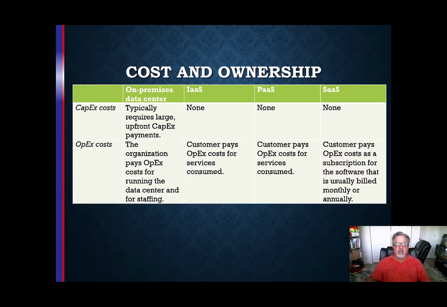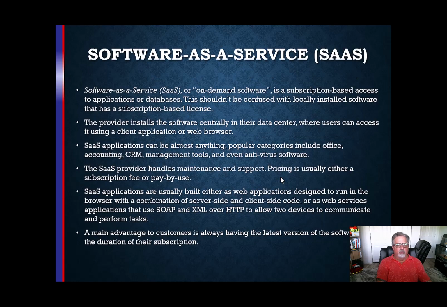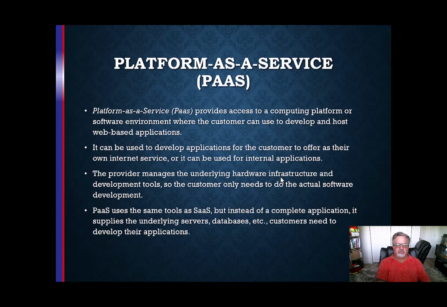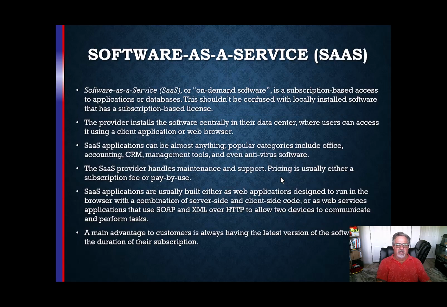All right, so part 10. We're going to circle back now and talk about cost and ownership a little bit more. In part 9, we wrapped up with this particular slide where we were talking about other service model types: function as a service, storage as a service, information as a service, and security as a service. And of course, before that, we talked about software as a service and platform as a service, all these different services that we can implement within the cloud and what they are.